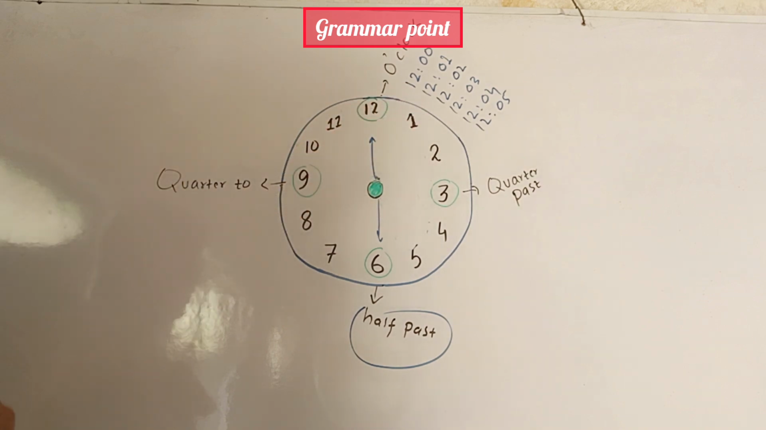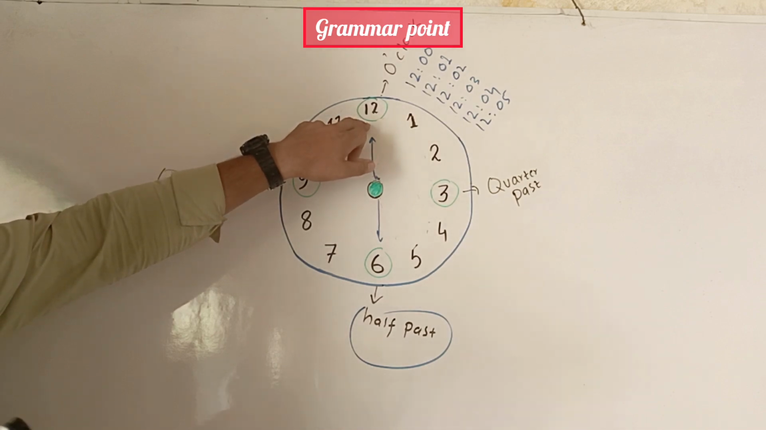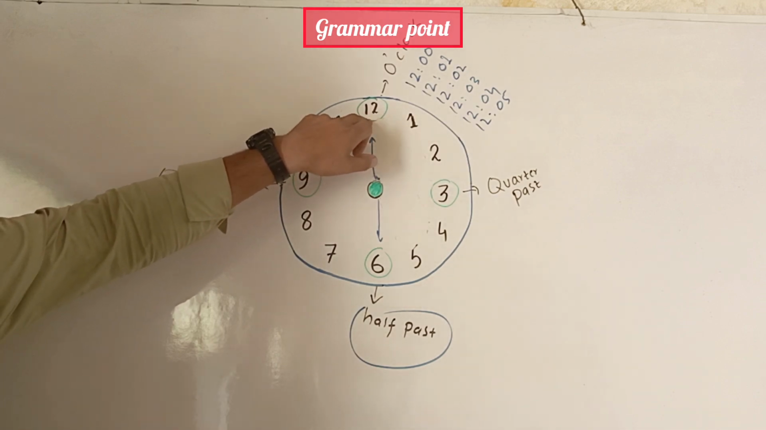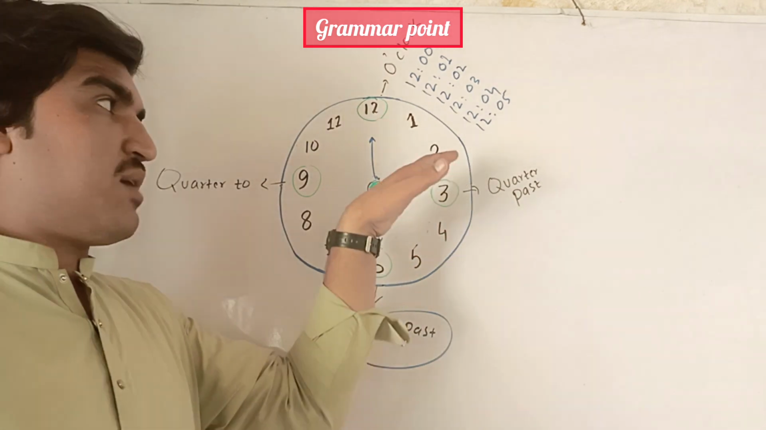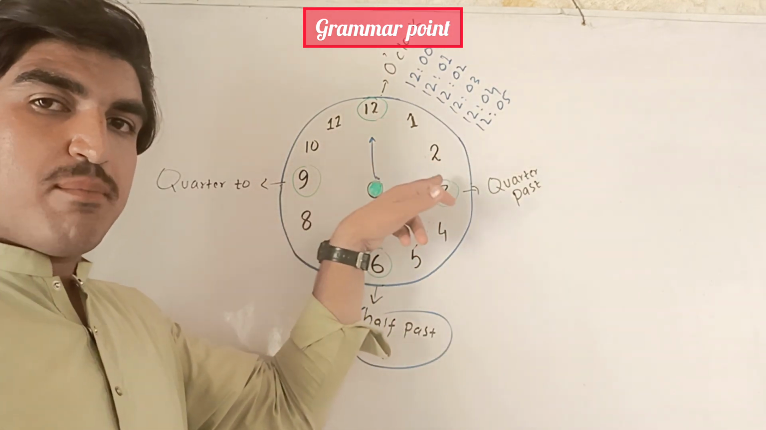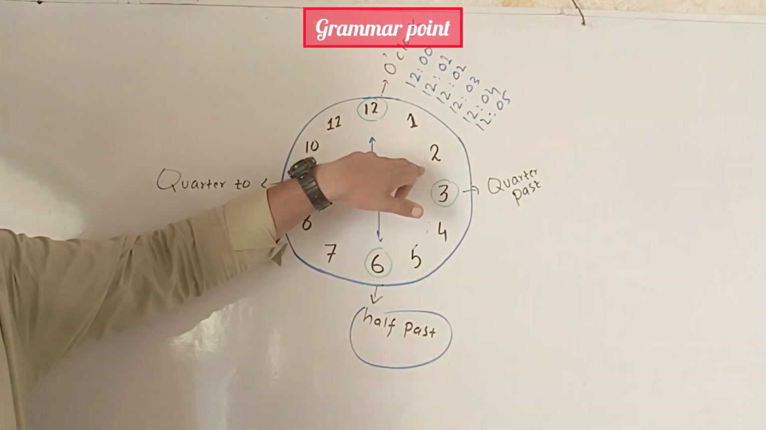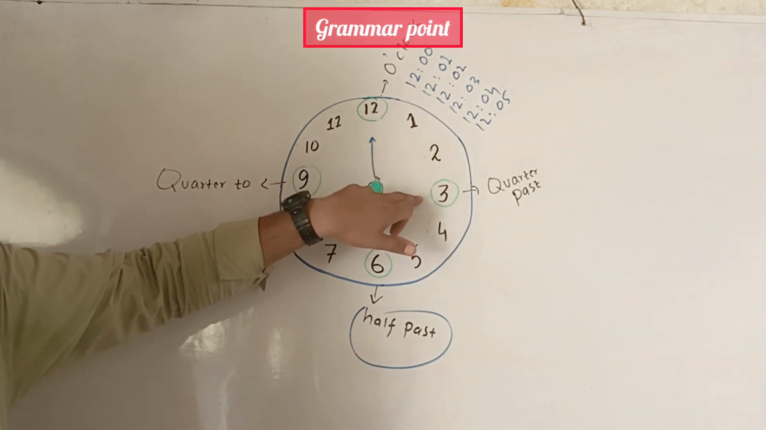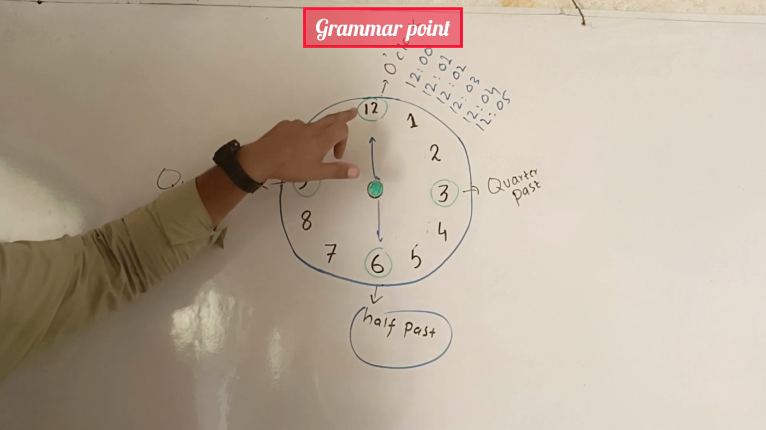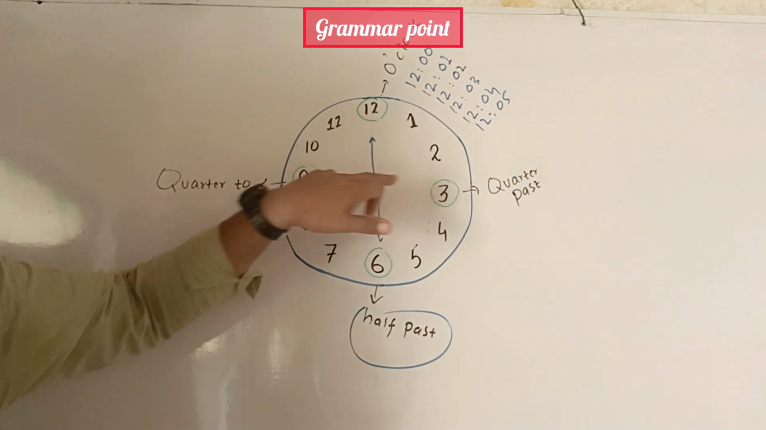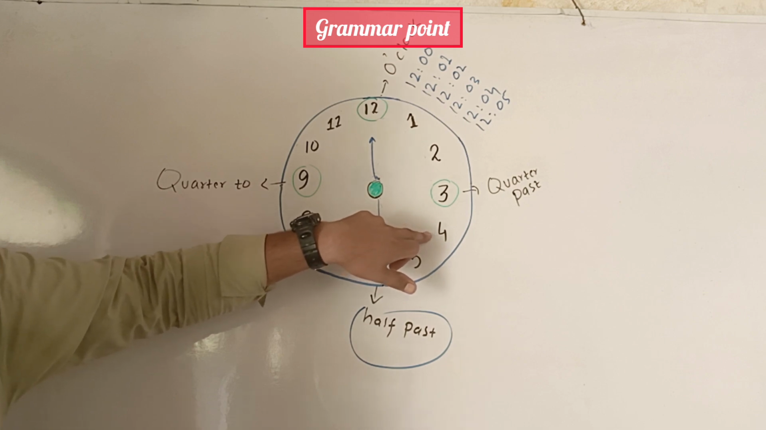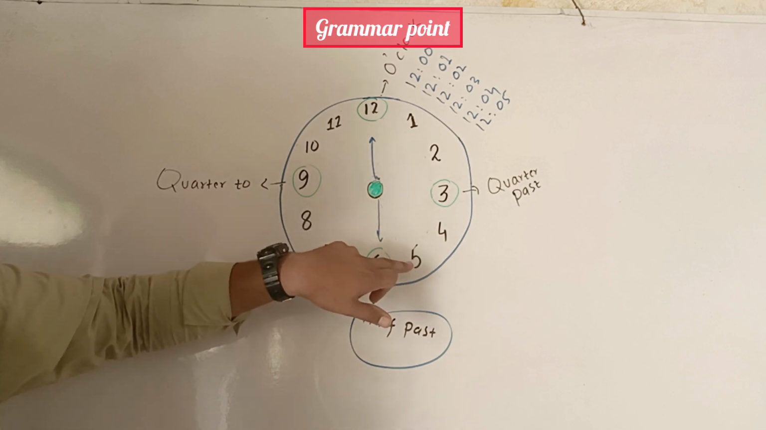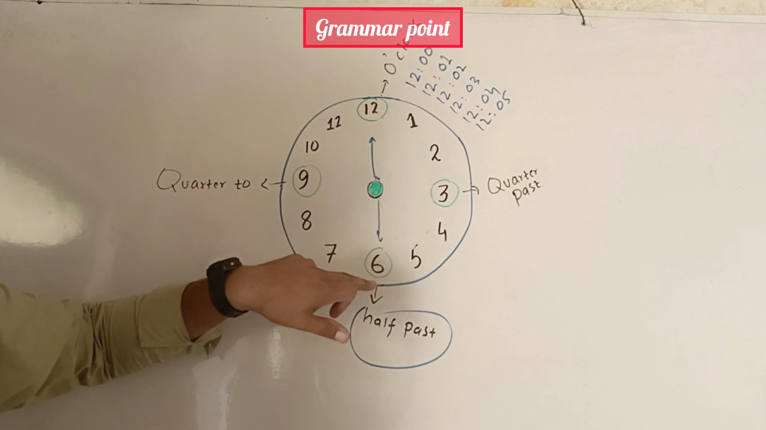What we can say, I will show you. Hope that you get this point. It is 12 o'clock when both the needles are on this point. If the small needle is on this point and the large one on this, we can say 5 past 12. Similarly, if the small one is on the same point but the large one is on this point, we can say 10 past 12. If the large one is on this point, we can say quarter past 12. Similarly, if the large needle is on this point, we can say 20 past 12. And similarly 25 past 12 and half past 12.